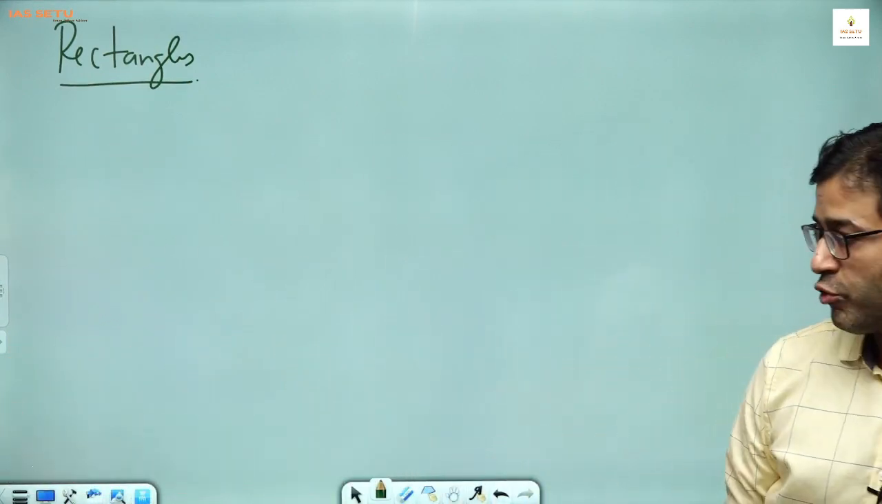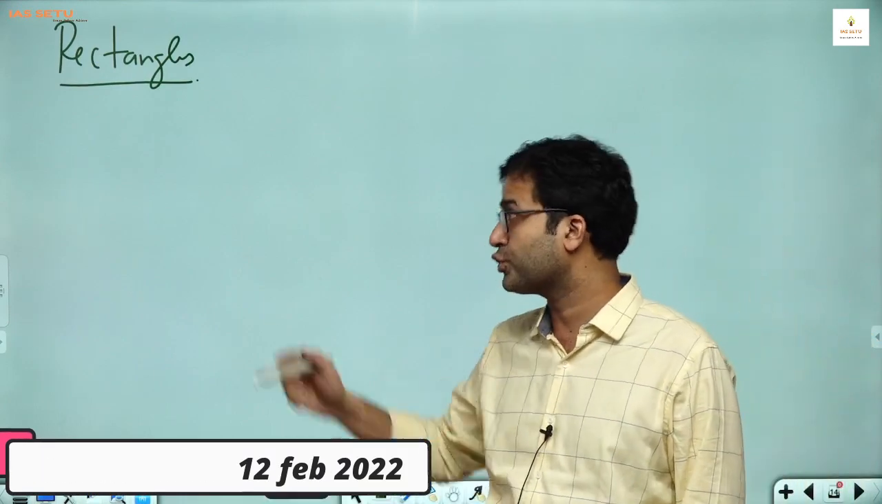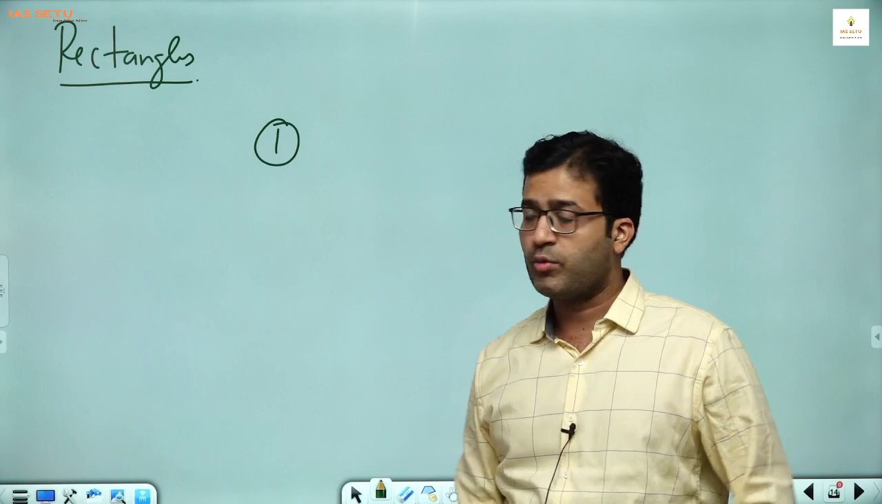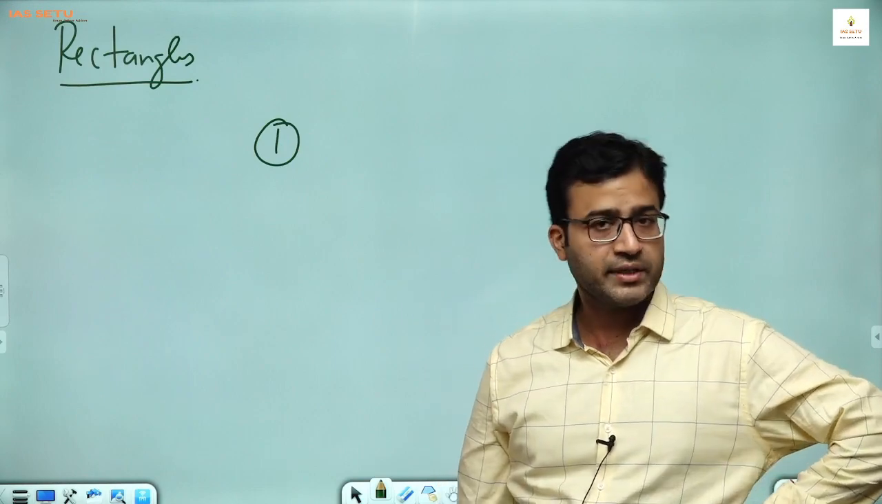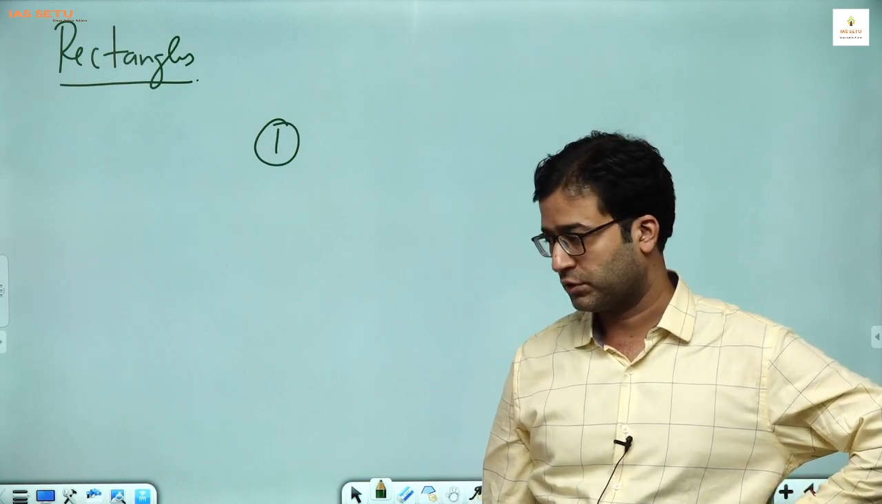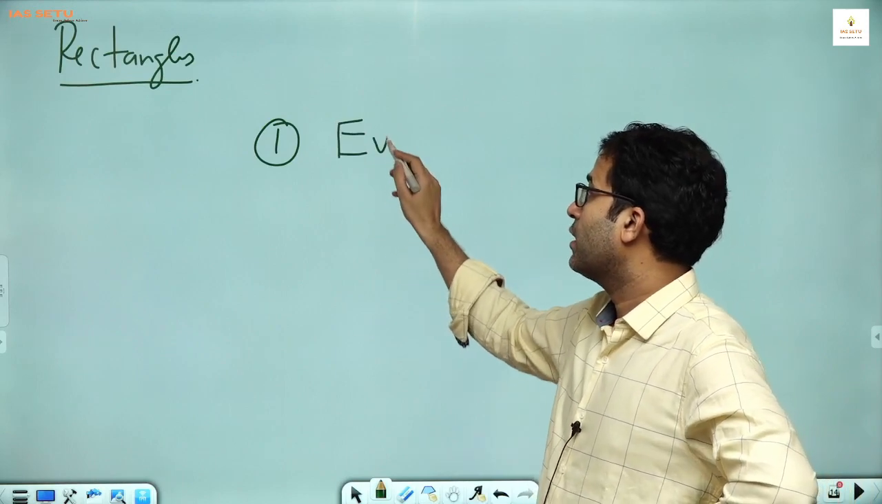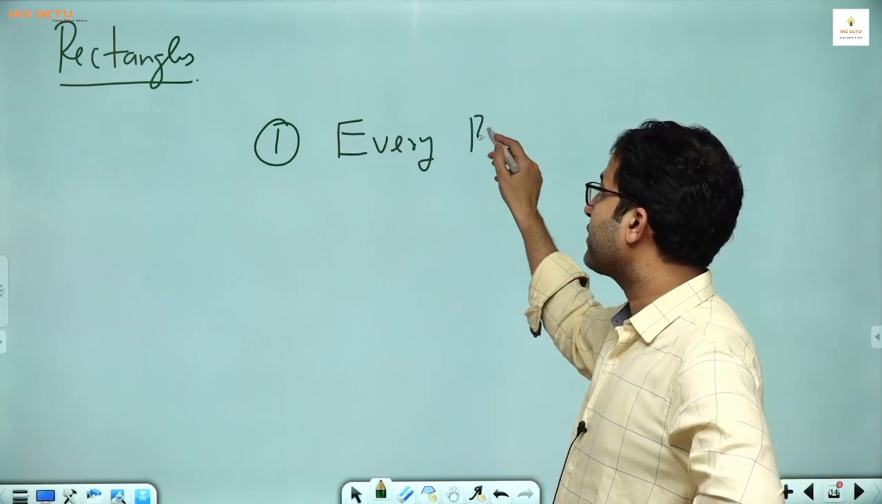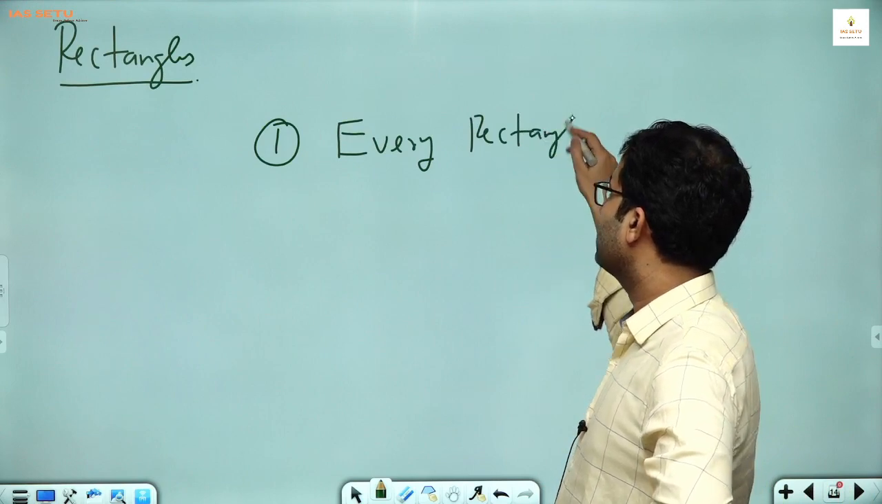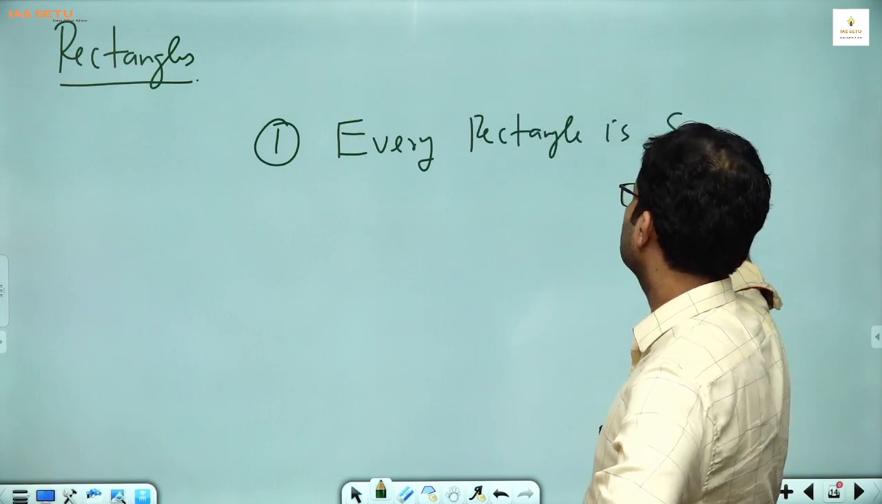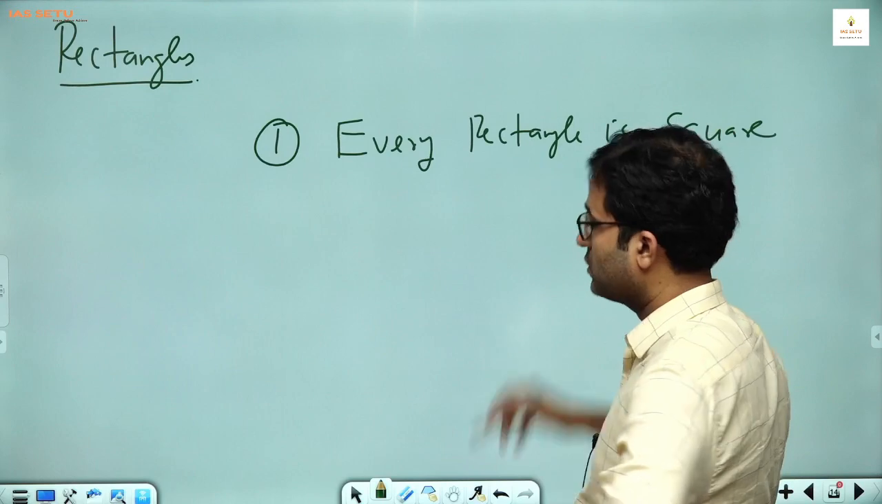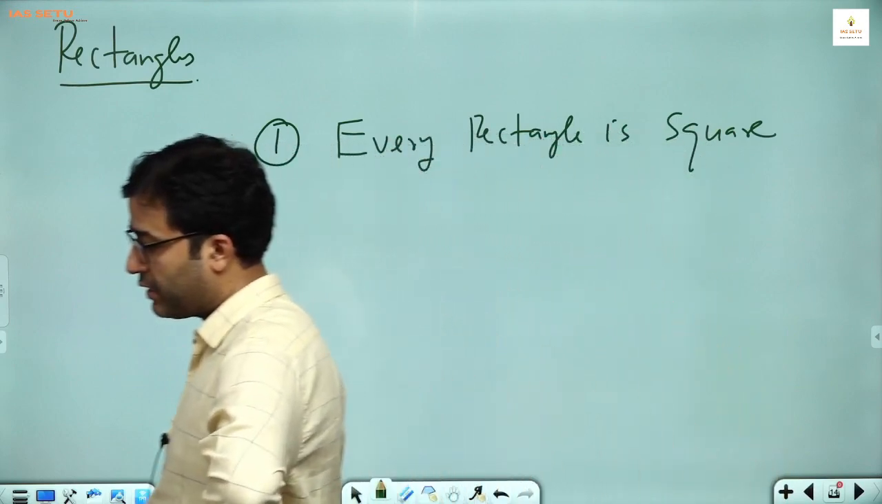Before I give you the shortcut for rectangle counting, let me check your concept of geometry and mensuration. I give you two statements. Just think about these two statements and tell me correct or wrong, true or false. My first statement is: every rectangle is a square. Every rectangle is a square.